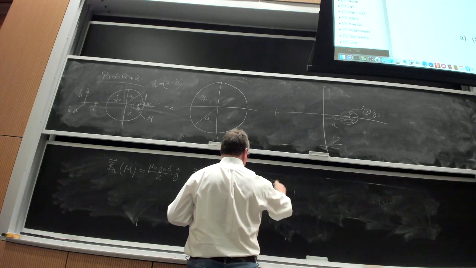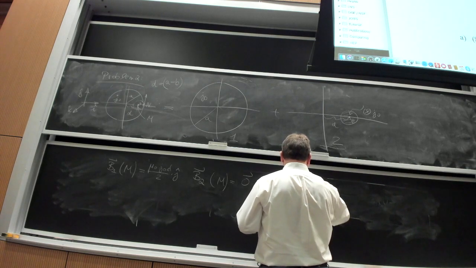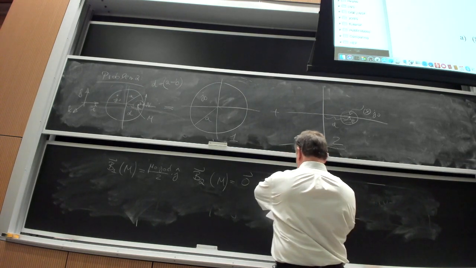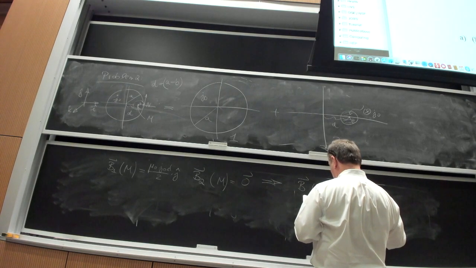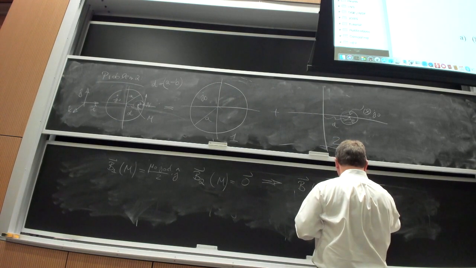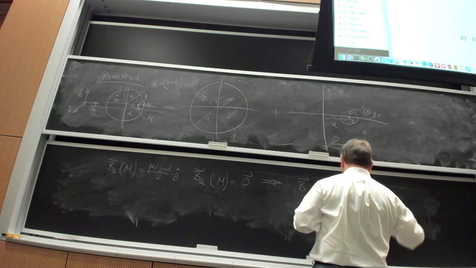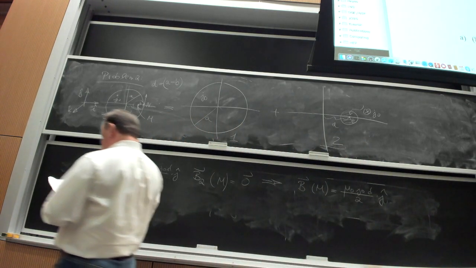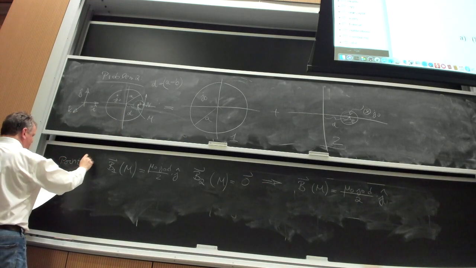So therefore the superposition of both of them, B of M, is simply then the result from the first field only, mu naught, J naught, D divided by 2 times unit vector J. So this is at point M.